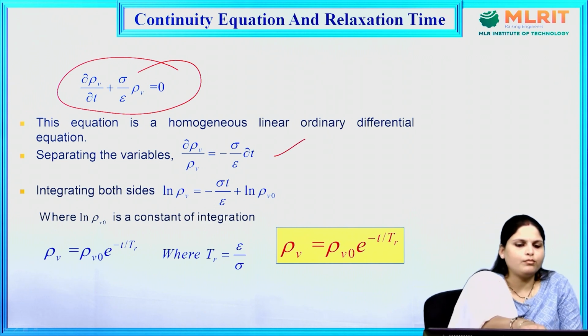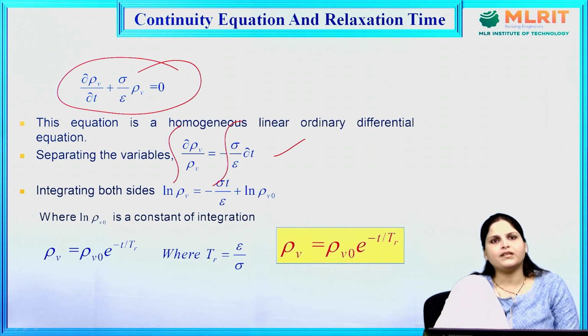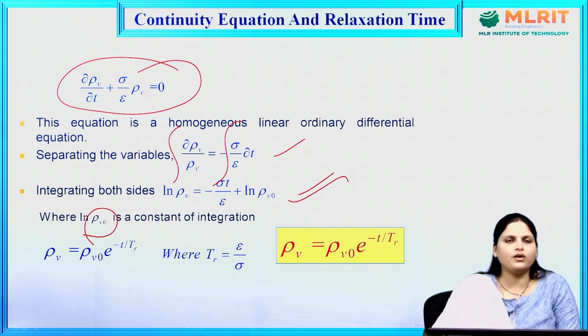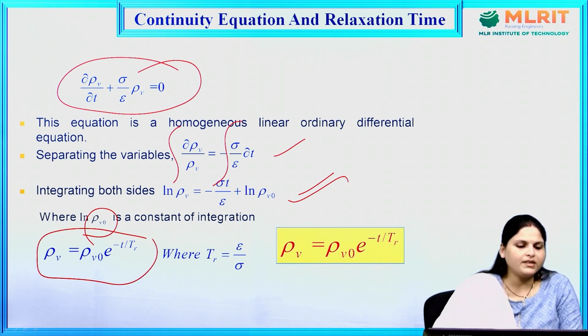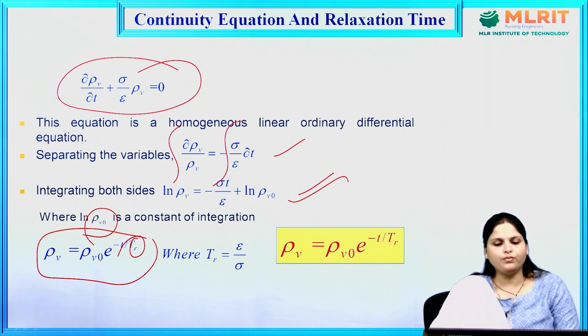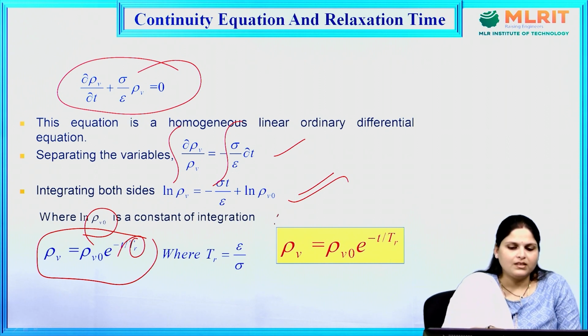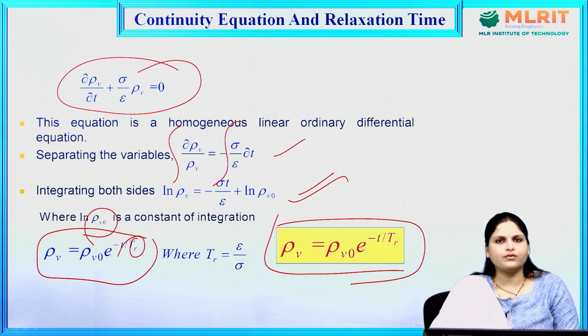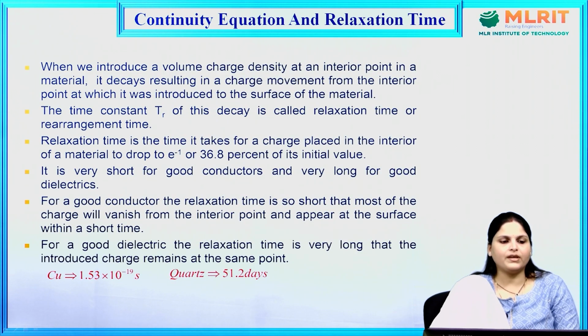Now if we integrate both sides, we get ln rho v is equal to minus sigma t upon epsilon plus ln rho v naught, where rho v naught is the constant of integration. So we get rho v is equal to rho v naught e to the power minus t upon Tr, where Tr is equal to epsilon upon sigma. This is the equation we are getting: rho v is equal to rho v naught e to the power minus t upon Tr.